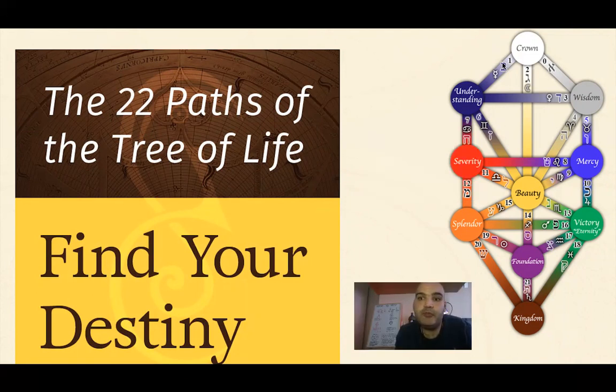Also, in the Tree of Life and the Kabbalah, there are 22 pathways, and the number 22 is very significant in esoteric studies, and especially when it comes to the Tree of Life, the Kabbalah, and the Hebrew alphabet, because there are 22 letters in the Hebrew alphabet. And if you look at the Tree of Life, there are 22 pathways. So we'll go through them quickly.